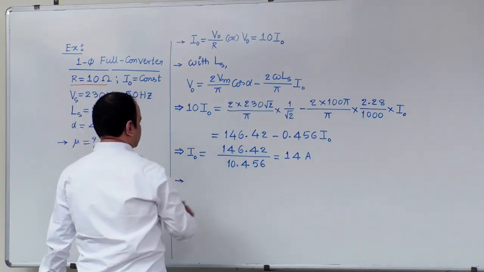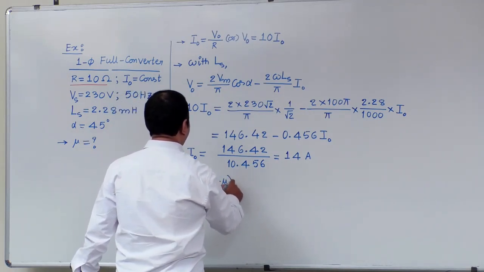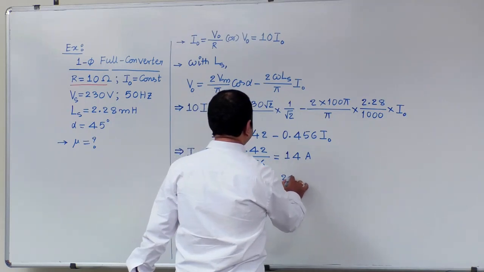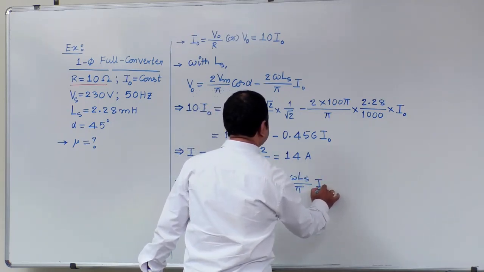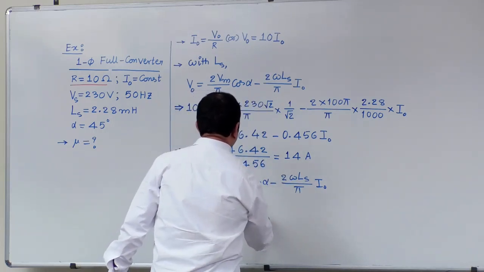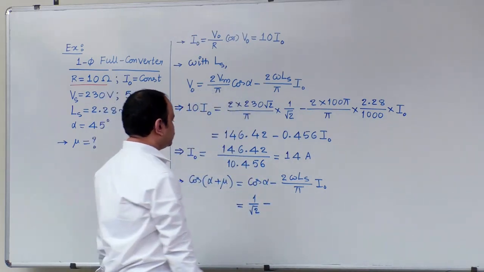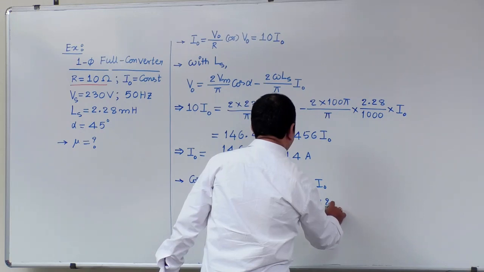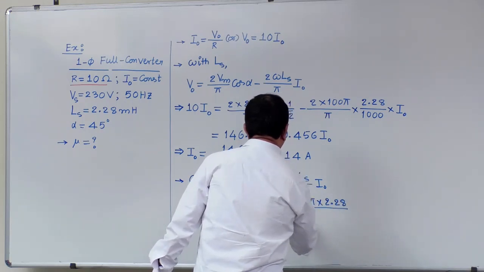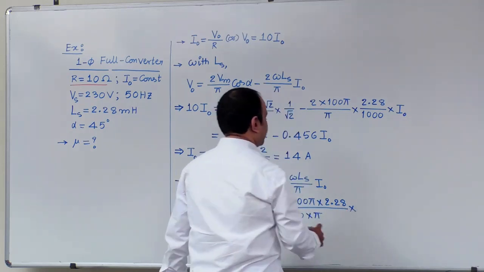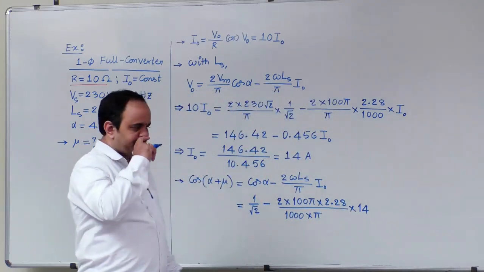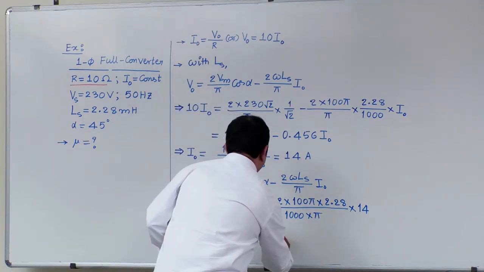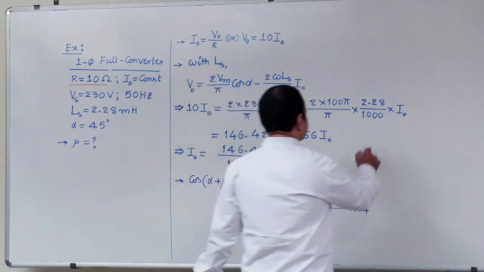But the final question is, we need to calculate the mu value. So how can you express that? Cos of alpha plus mu is equal to cos alpha minus 2 omega Ls by pi into I naught. As alpha is 45 degree, you can write cos 45, which is 1 by root 2, minus 2 into omega, which is 100 pi, into Ls, which is 2.28 divided by 1000, into pi, multiplied with the I naught value. We got 14 ampere. So this value I got as 0.645.